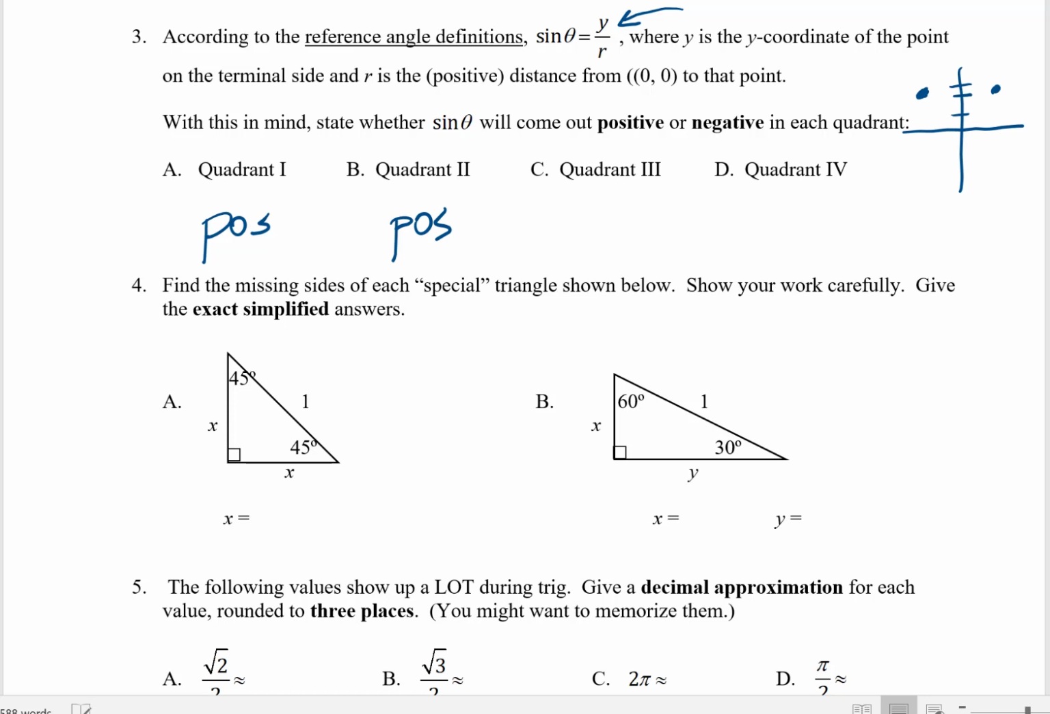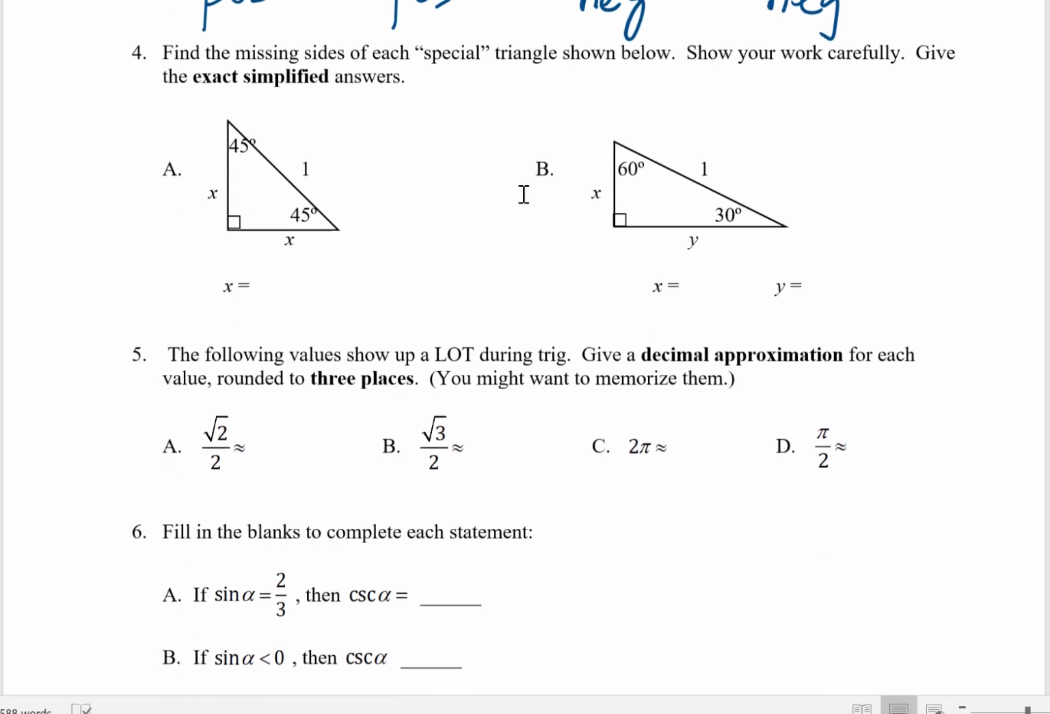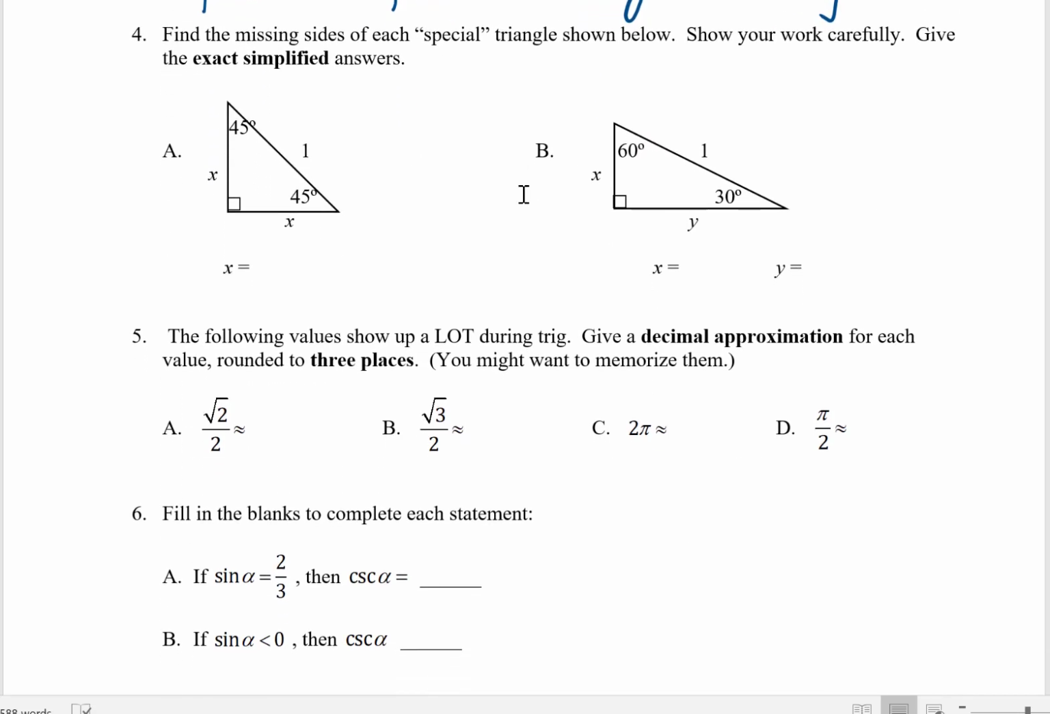Similarly, if I'm in quadrant 2, maybe this is the point -3, 4 or something like that. But once again, if I'm up here, the y value is positive, which means the entire ratio is going to come out positive. On the other hand, once I move down into quadrants 3 or 4, you can see that those points have negative y coordinates, -3 or -4 or -5, which means the entire ratio will come out to be negative. We're saying sine theta comes out positive in quadrants 1 and 2 and negative in quadrants 3 and 4.